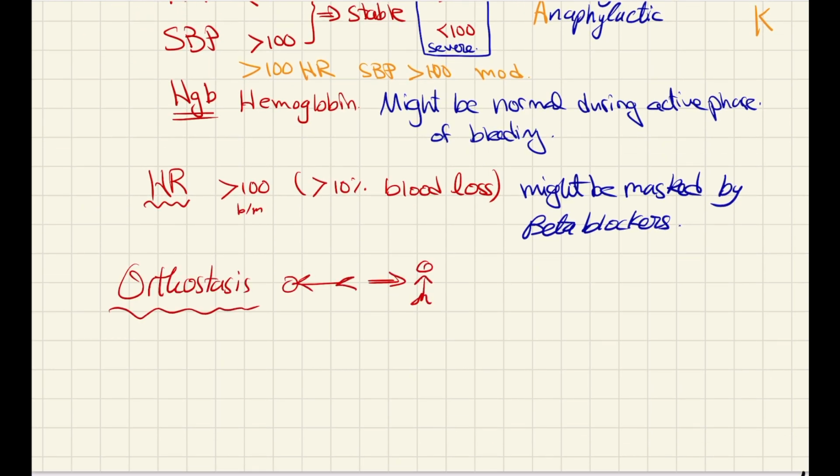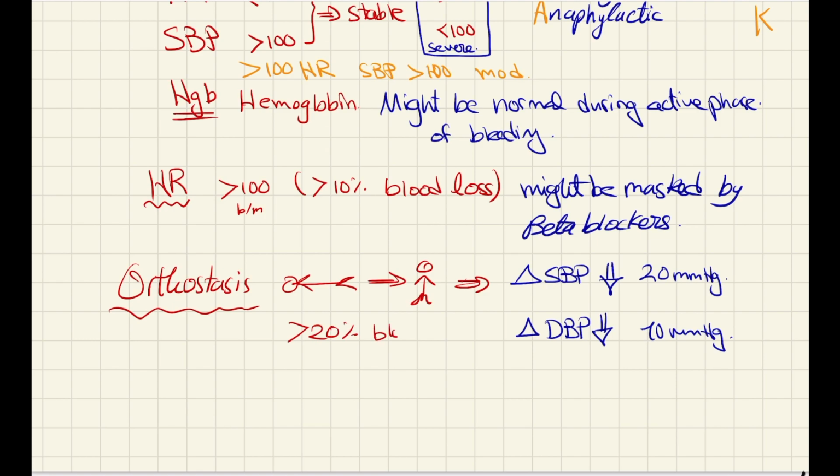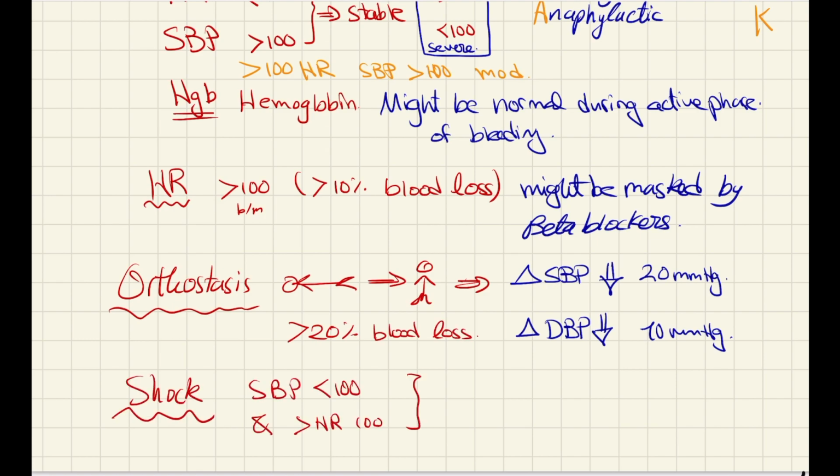Orthostasis is a sign that indicates a change in systolic or diastolic blood pressure when the patient changes position from lying down to standing. It indicates 20% blood loss. For shock, it means we have a heart rate more than 100 and a systolic blood pressure less than 100. It indicates that we have more than 30% blood loss.